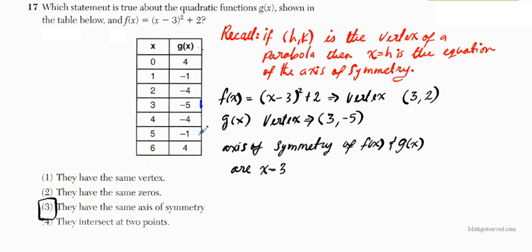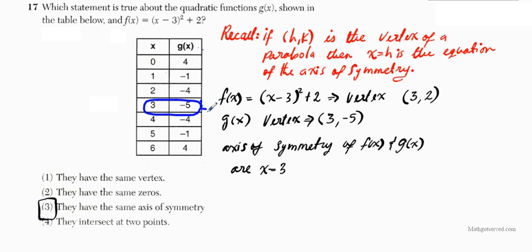Now, if you take a look at the function itself, you can clearly see that the vertex is (3, -2) for f of x. And for the g of x, you have to inspect the table, okay? Now, if you inspect the table, what you notice is that you have a symmetry about (3, -5). So since you have a symmetry about (3, -5), that tells you that this is the vertex, okay?